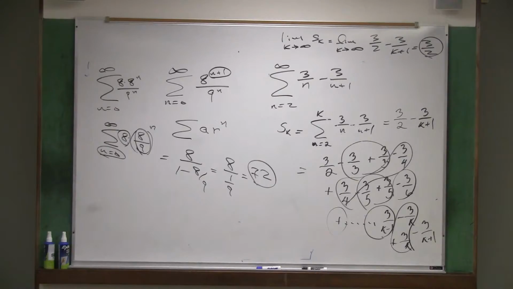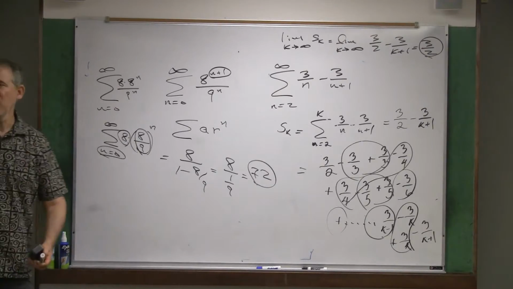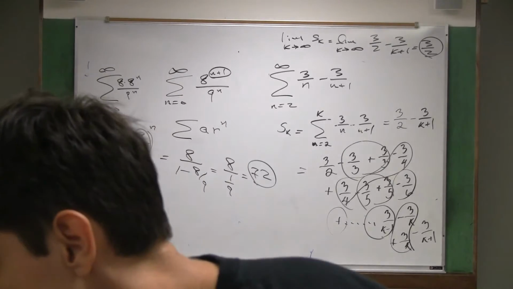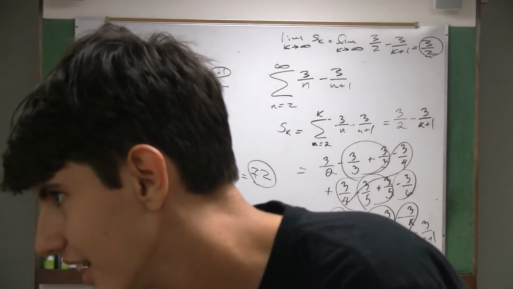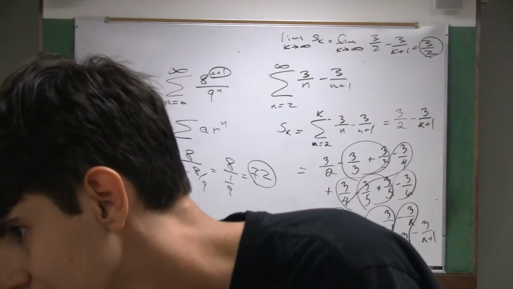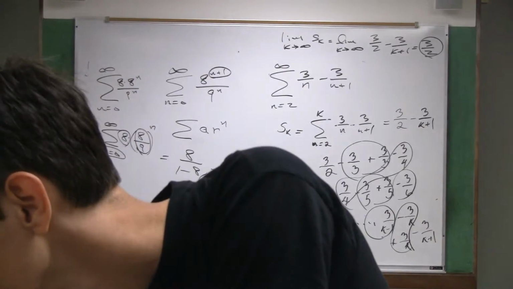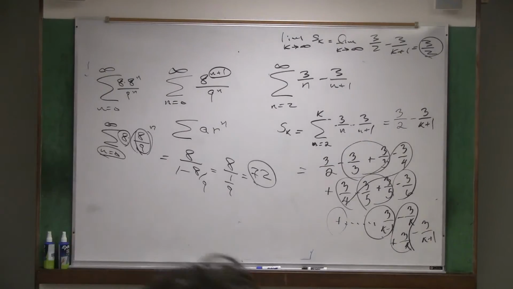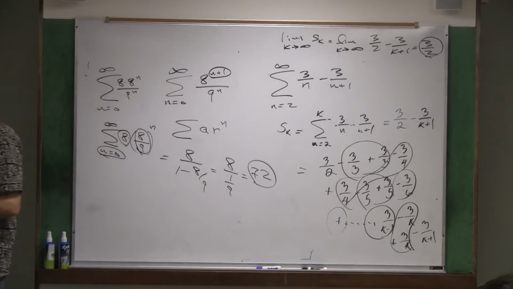Remember, a series by definition is the limit of the k-th partial sum as k goes to infinity. Whenever you see the sum from n equals 0 to infinity of a sub n, by definition we mean the limit as k goes to infinity of the sum from n equals 0 to k. This is just the definition: you're taking the k-th partial sum and then taking the limit.